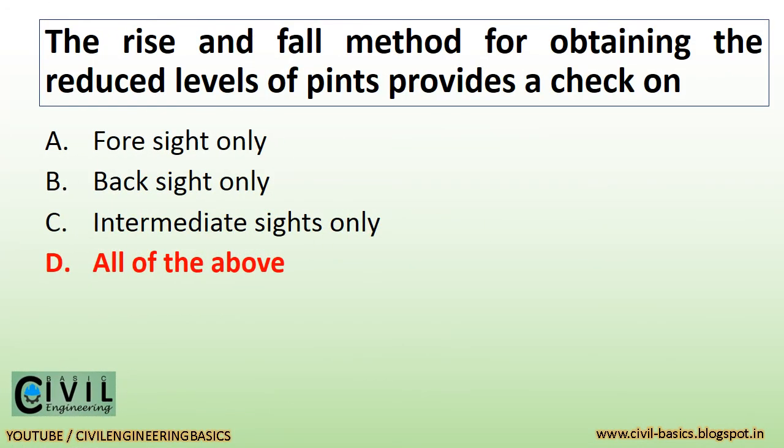The rise and fall method for obtaining the reduced levels of points provides a check on foresight, backsight, and intermediate sights also.